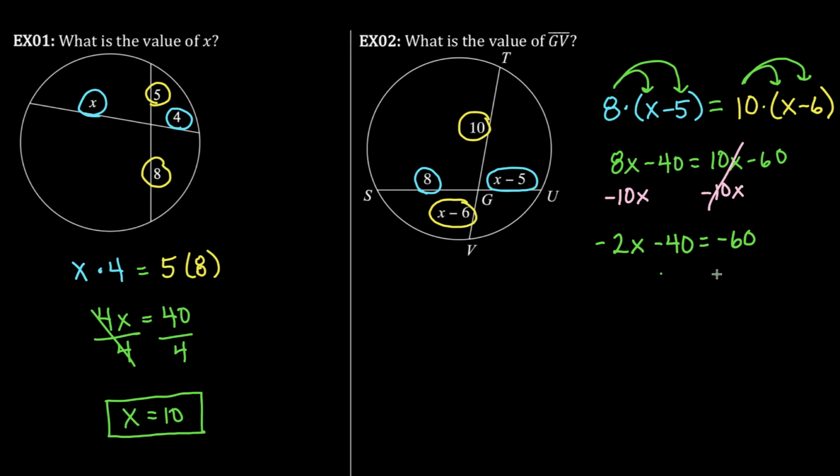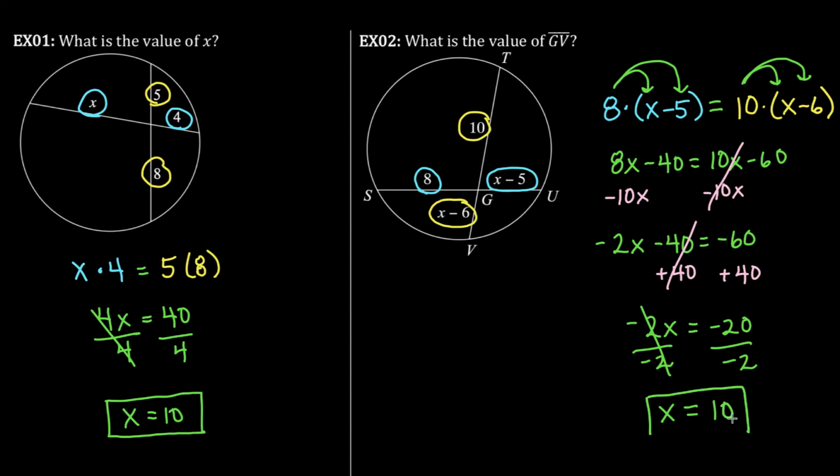I could have solved it the other way, like found x, but I prefer this way. If you want to do it the other way, that's fine too. So we get negative 2x equals negative 20, divided by negative 2. Oh, look at that. What a coincidence. X equals 10 again. That's not always going to be 10. It just happened to be 10 in this one.